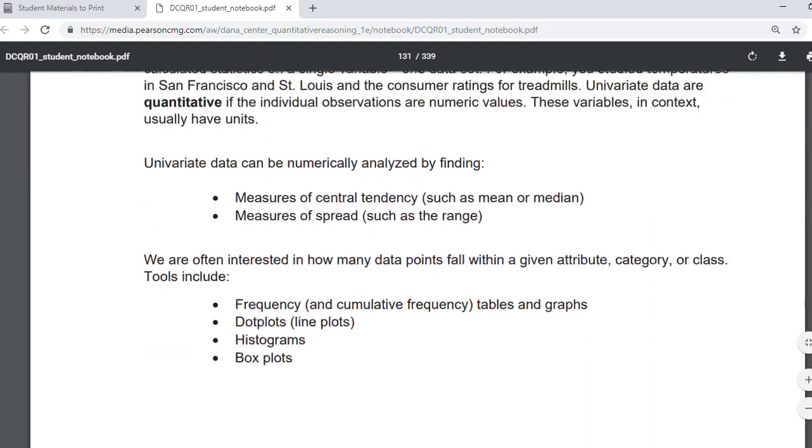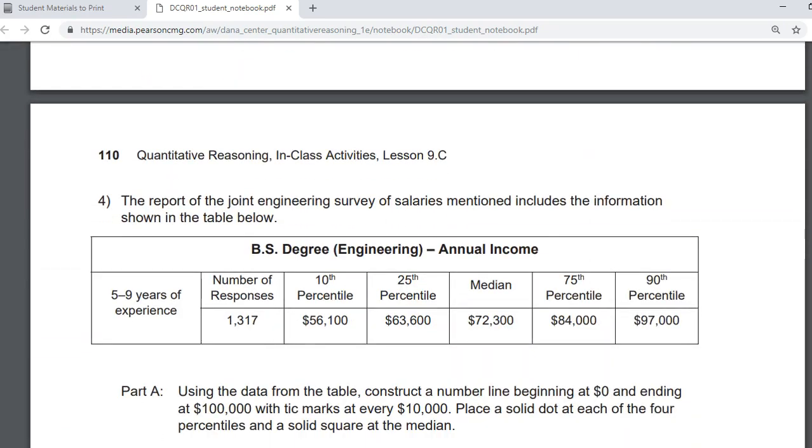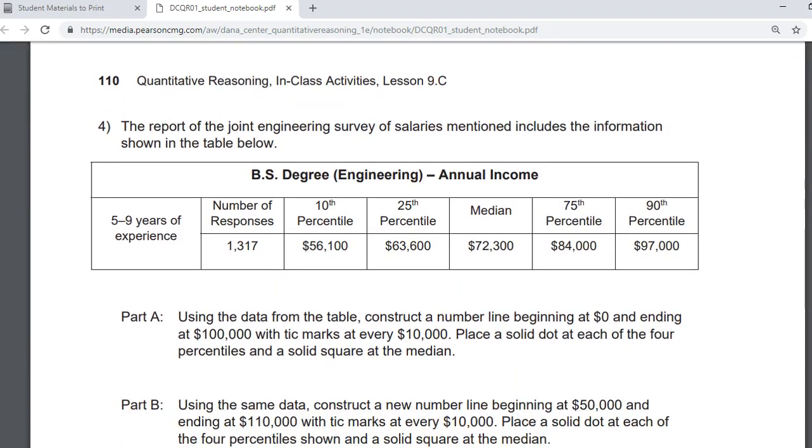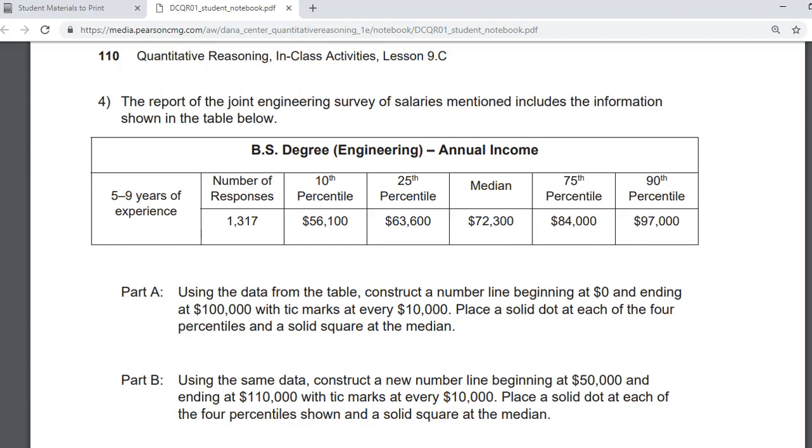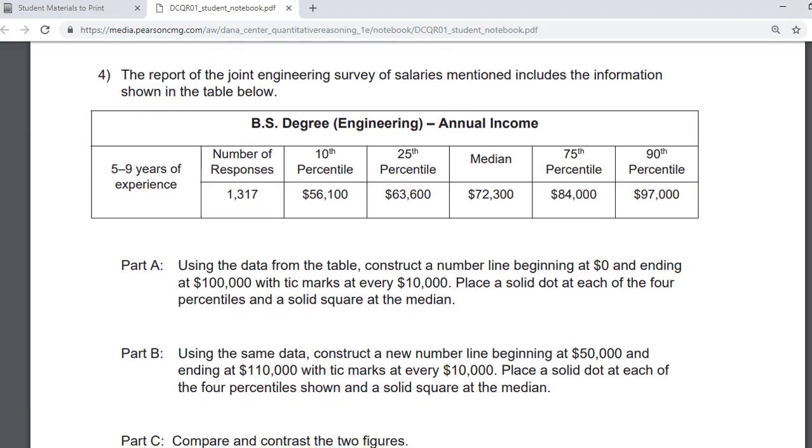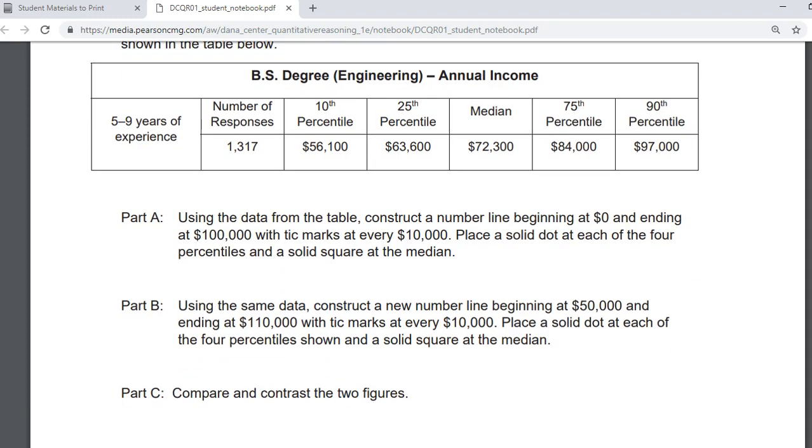The other piece on this is, can you, right here, 4A, can you do 4A and 4B, where they're asking you to create a number line using this data. I would give you the data, I would give you all of the information, and then I would explain how to create a number line, as in part A and part B, and then could you write a couple of sentences to compare and contrast what you just created.